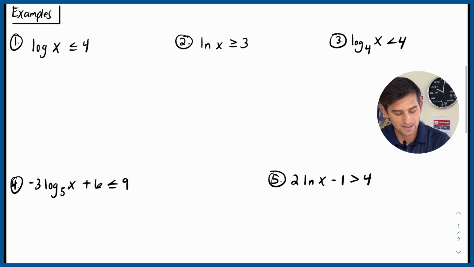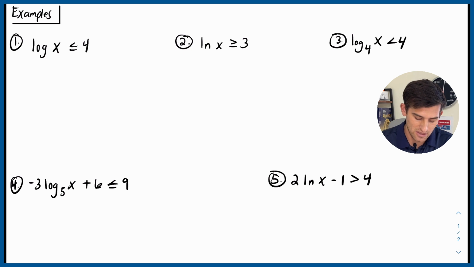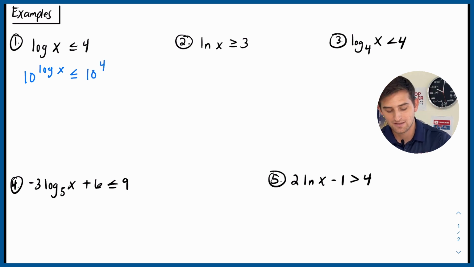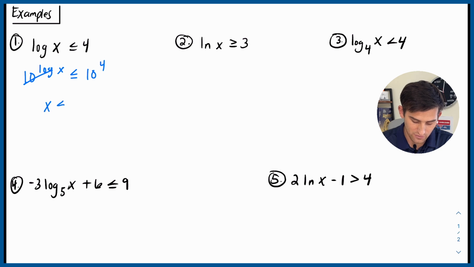Our first one is log of x is less than or equal to 4. When I exponentiate, I'm trying to exponentiate to the same base that my logarithm is already being applied to. In this case, log of x is just log base 10 of x. So I can exponentiate by giving both sides a base of 10. We have 10 to the log base 10 of x is less than or equal to 10 to the 4th power. The 10 to the log base 10 cancels, so x is less than or equal to 10 to the 4th power, which is 10,000.